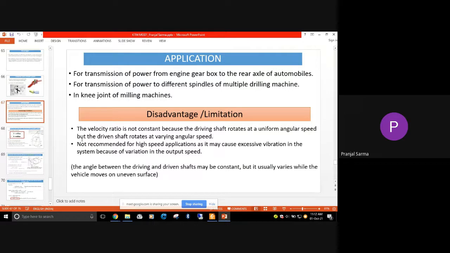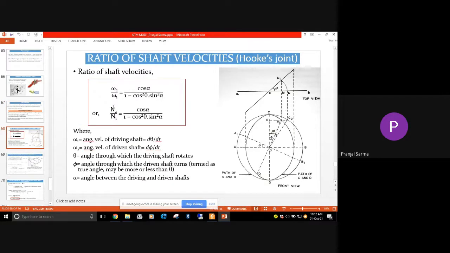We have seen its application in different transmission shafts, from the engine and gearbox side to the rear axle, etc. But we have seen that there was one problem: we are not getting a constant velocity ratio. After that, we deduced an expression for the ratio of shaft velocities in the case of the Hooke's joint. There, omega 2 by omega 1 we obtained as equal to cos alpha divided by 1 minus cos square theta into sin square alpha.